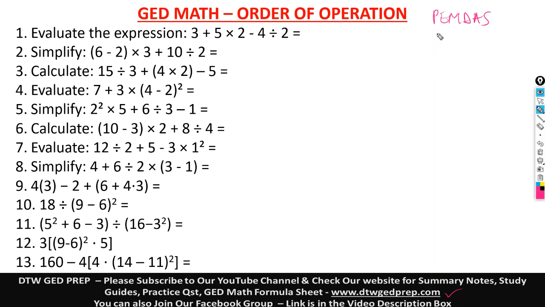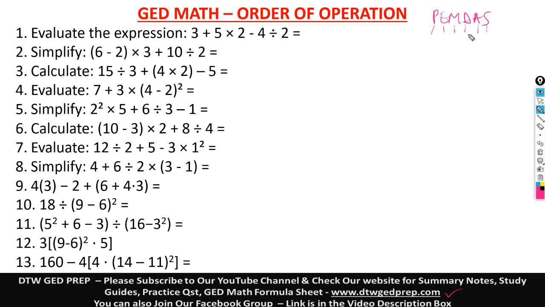Order of operations. So we have PEMDAS, and what does PEMDAS stand for? P is for parentheses, E is for exponents, that's your powers, M is your multiplication, D is your division, A is for addition, and S is for subtraction.